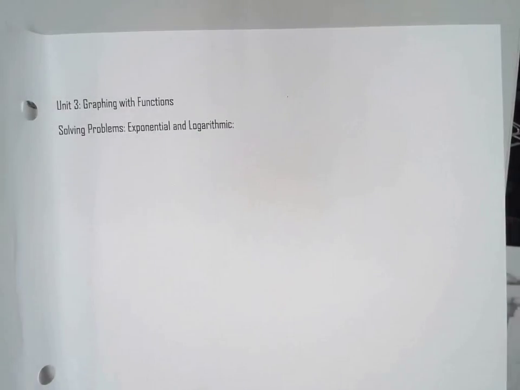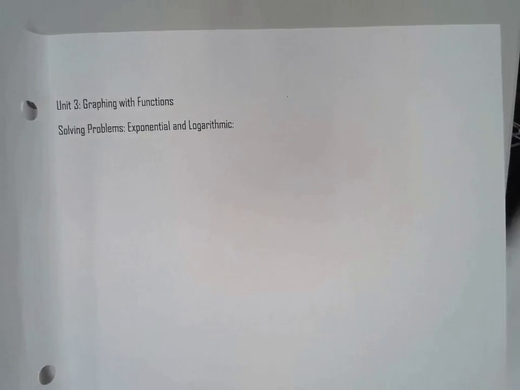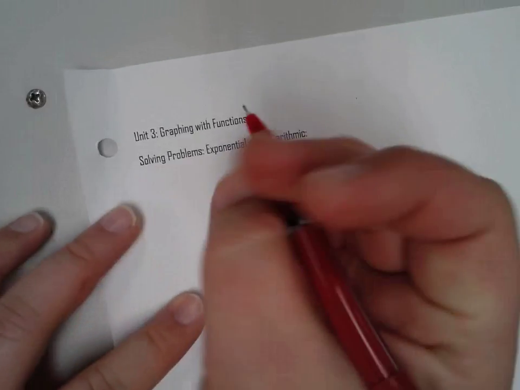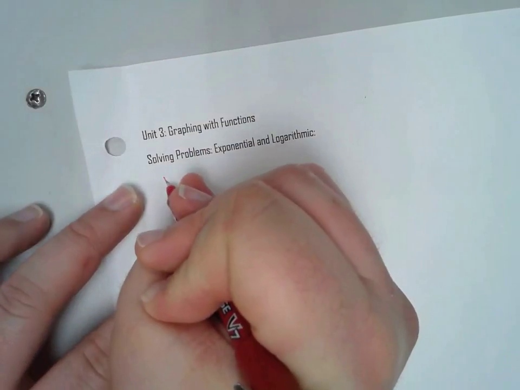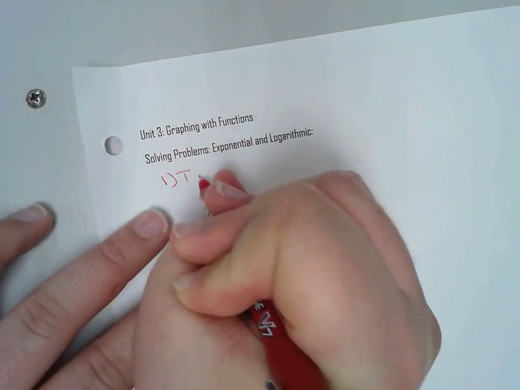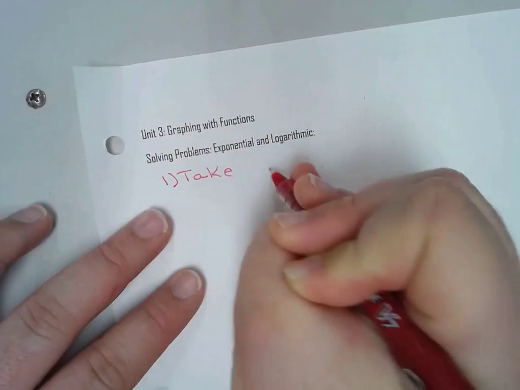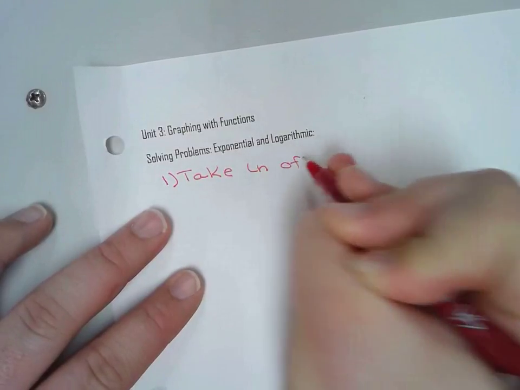Okay, as I look at these, some of this is going to be review from what we had done previously. So it's going to look kind of familiar with what we have done previously. So what we're going to look at, let's go ahead and look at one. So first thing you're going to want to do is take the ln of both sides.